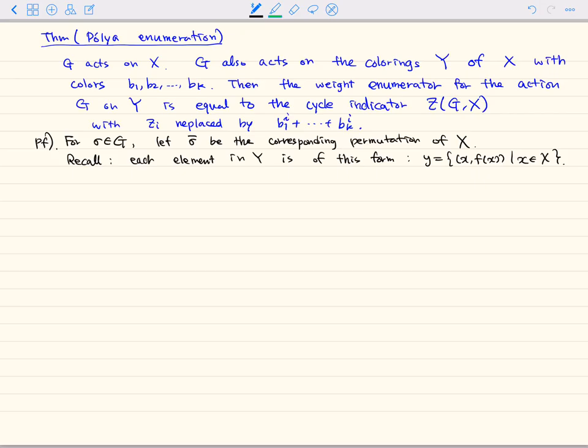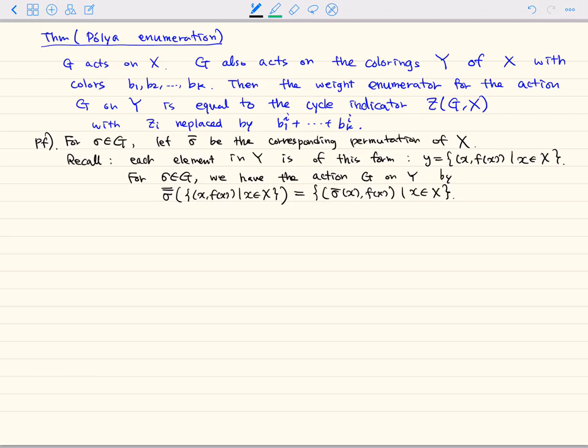And in this case, for sigma, we have the action. This is a recall of the action of G on Y by the following rule, sigma double bar. So for this coloring, it will be sent to this coloring. This is the definition of the action on the colorings coming from the action on x.